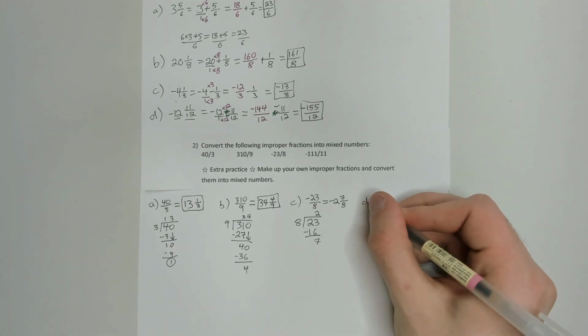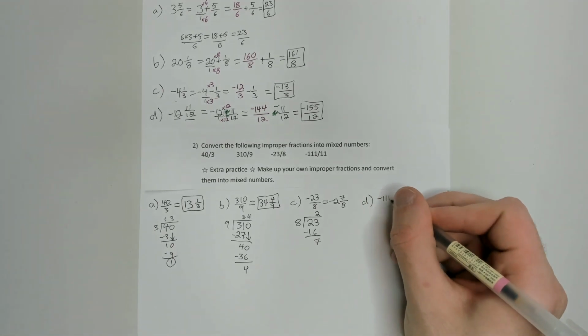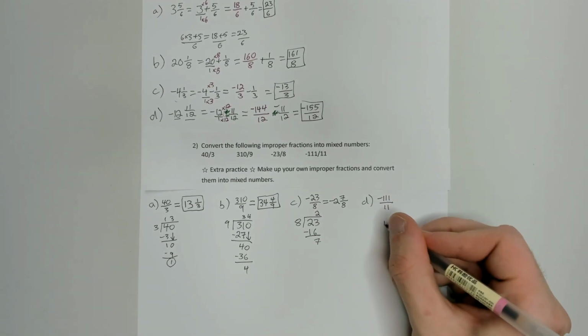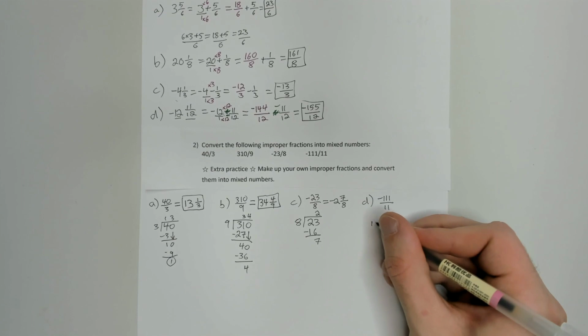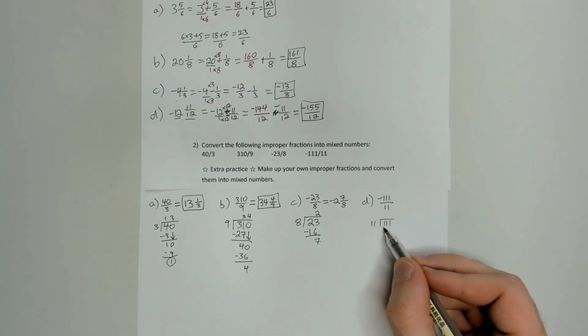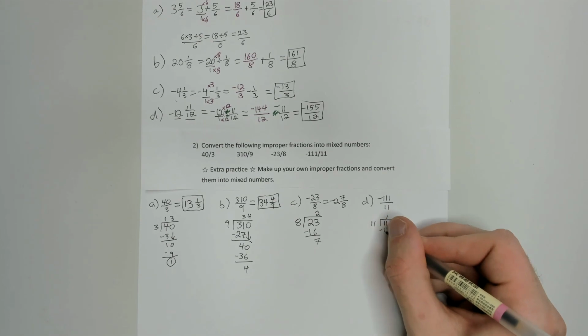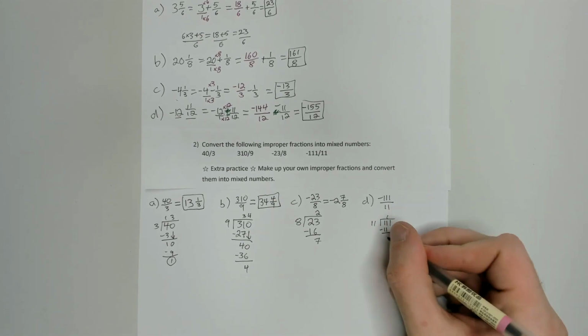All right, and the very last one, you're probably getting the hang of this by now, negative 111 over 11. A lot of ones here, but that's all right, no different than anything else. So how many times does 11 go into 1? It doesn't. How about 11 go into 11? It goes in exactly once, right? So we subtract off 11, and we get a 0.